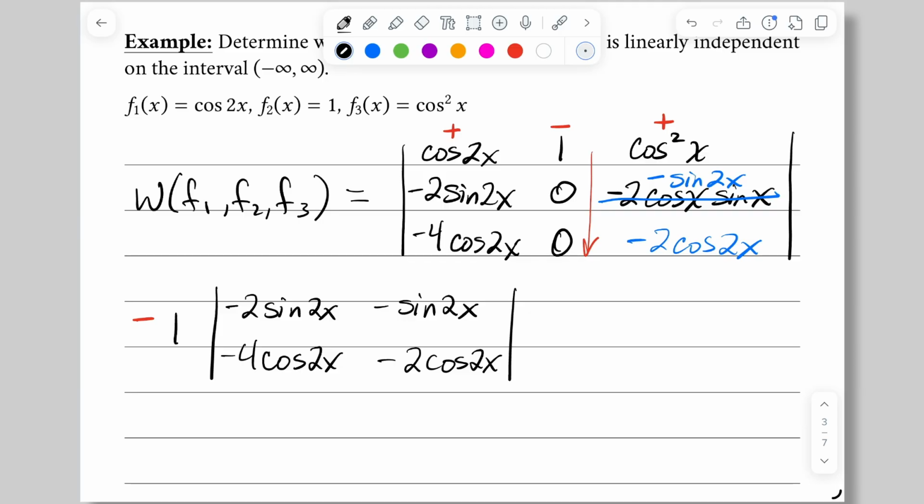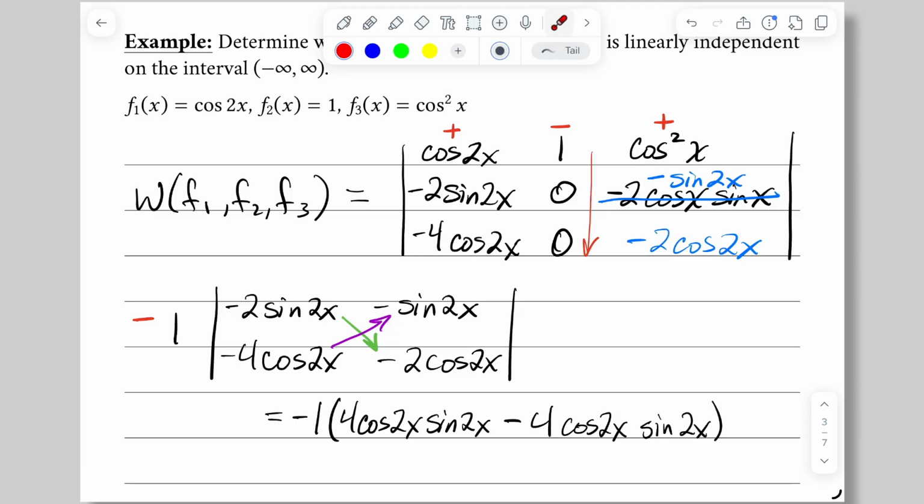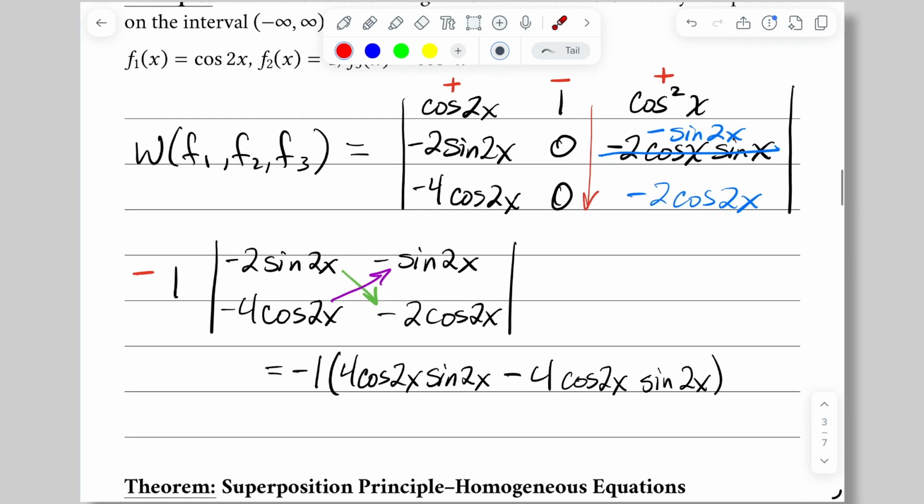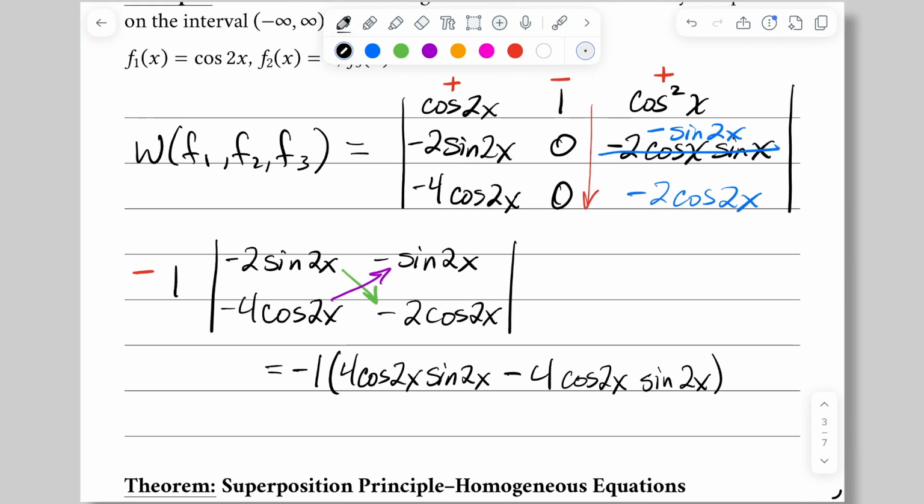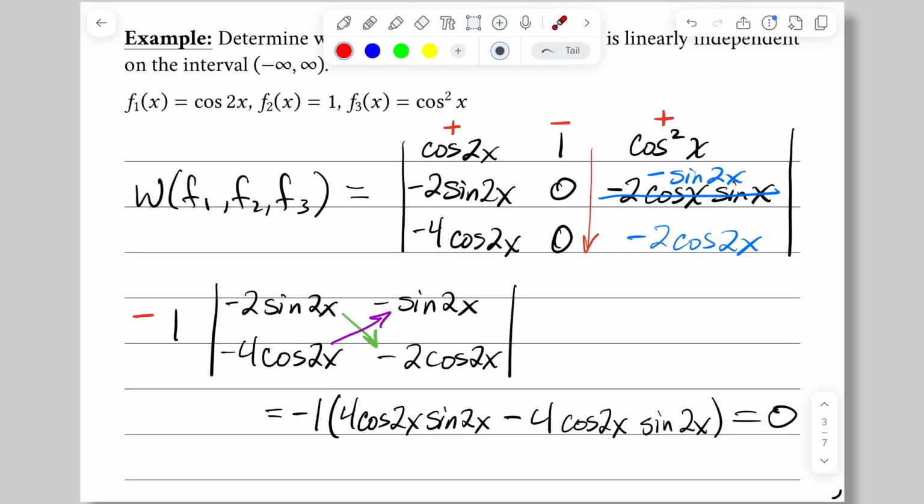And we've now got a 2 by 2 determinant, which is computed by multiplying the upper left by the lower right, and then subtracting the product of the lower left times the upper right. You can confirm that by doing that, we end up with terms that subtract out. The result is 0. You may have seen this coming. These are not linearly independent.